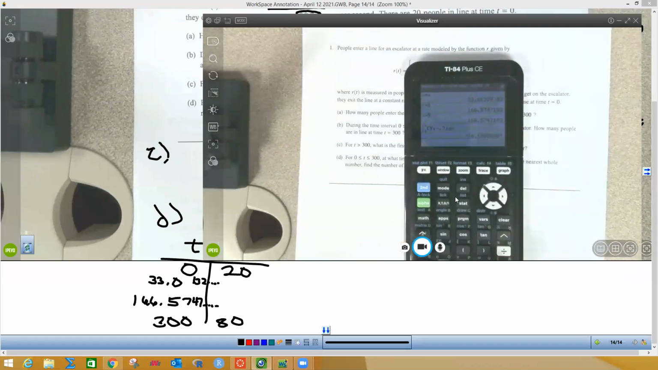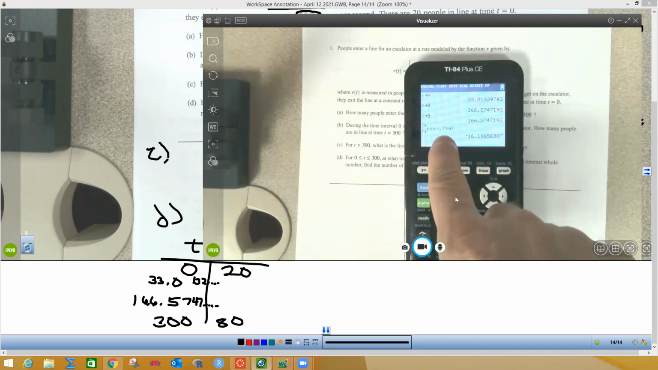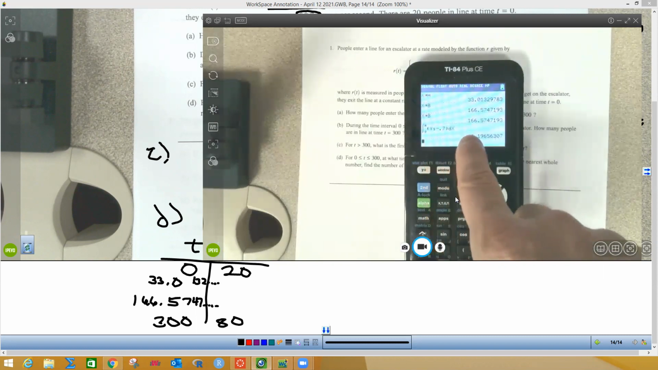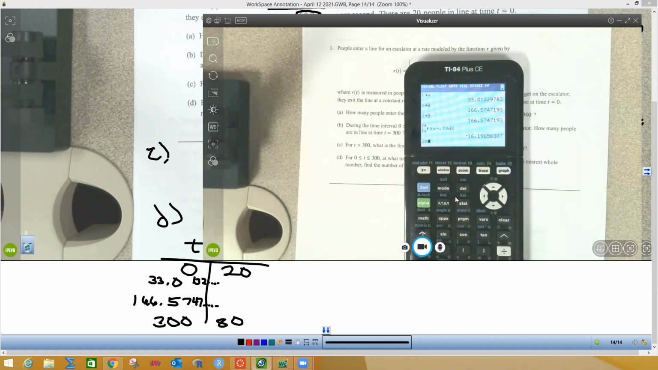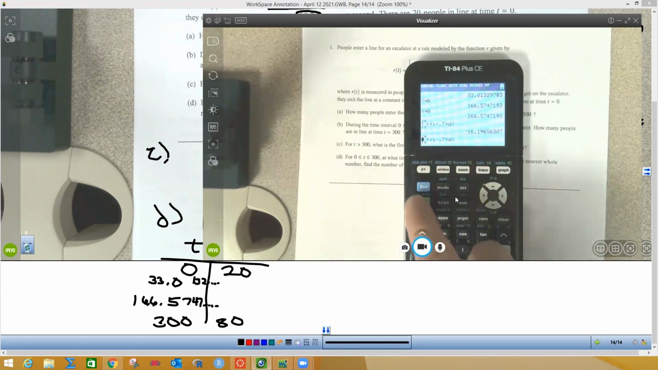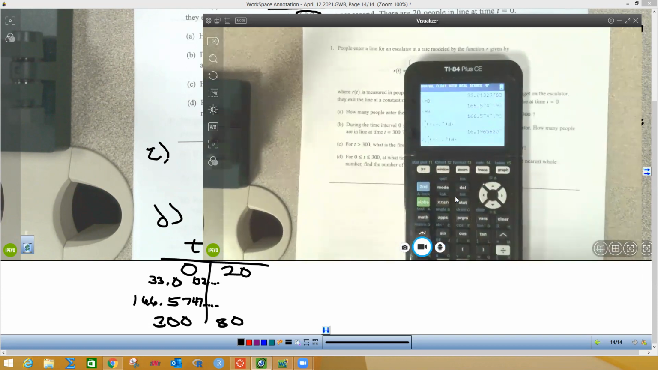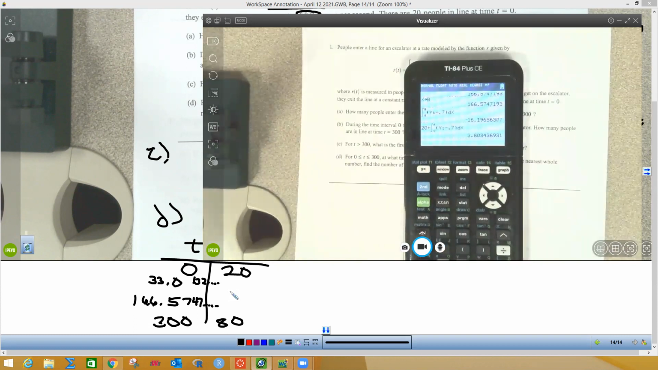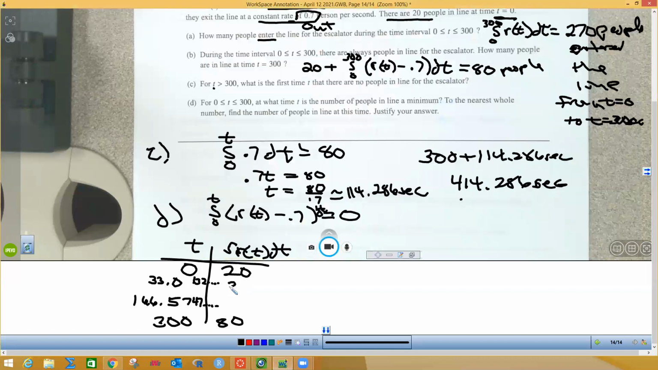Okay, so anyway, I made a mistake when I typed this in because I forgot we started with 20 people in line. I didn't take that into account, so it's got to be 20 plus that thing. So I'm going to hit that again. All right, I got to come over here in front and put plus 20. So I'm going to hit second, enter, 20 plus, and then I hit enter. I forgot the 20 we started with. So at time 33.0, there's going to be approximately 3.803 people in line.